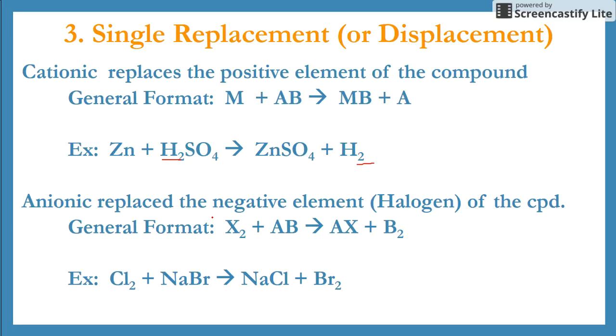And anionic is when the anion or the negative aspect is replaced. We only do this with halogens. You don't need to know this for the test Friday, but if you have some halogen, which are all diatomic, so F2, Cl2, Br2, I2, reacts with some compound that has a halogen in it, it's going to replace it. So Cl2 replaces the Br here. So that's single replacement in an anionic form.